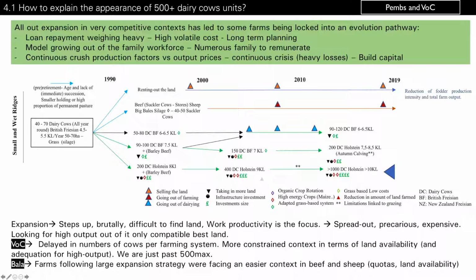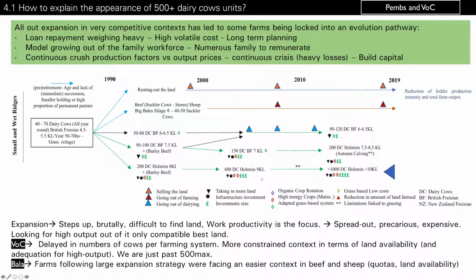On the Vale of Clwyd, this was slightly delayed. It's only now that we're witnessing farms that go past the 500. In Pembrokeshire, it was already way higher. We have to think that the Vale of Clwyd is more constrained in terms of land availability, and farms often started smaller in terms of size compared to Pembrokeshire. In Bala, even if there are no big dairy units like this, we witness these kinds of things on beef and sheep, with the ones that followed a very large expansion strategy.